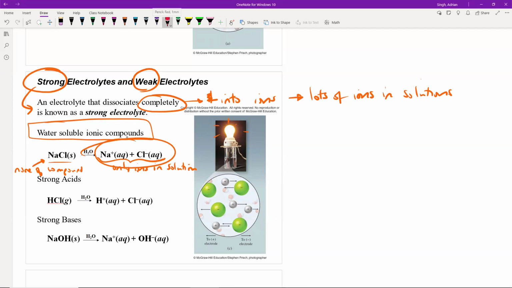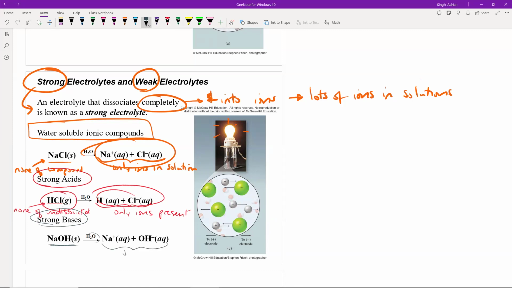Other strong electrolytes include things like strong acids. A strong acid like hydrogen chloride dissolved in water produces a bunch of H plus and Cl minus. So we have only these ions present in solution. We have none of the undissociated HCl present. It's going to break apart completely to give you just these ions. Similarly, your strong bases are going to behave very similarly. These will dissociate completely. Sodium hydroxide, for instance, in water will break apart to give you just ions, the only ions present in solution.